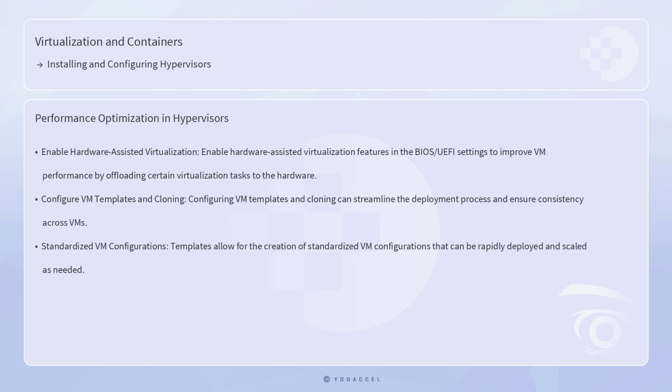Performance optimization in both Type 1 and Type 2 hypervisors involves several best practices. One key practice is to enable hardware-assisted virtualization features in the BIOS UEFI settings. This can significantly improve VM performance by offloading certain virtualization tasks to the hardware. Additionally, configuring VM templates and cloning can streamline the deployment process and ensure consistency across VMs. Templates allow for the creation of standardized VM configurations that can be rapidly deployed and scaled as needed.